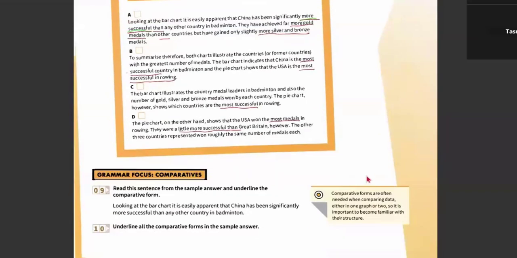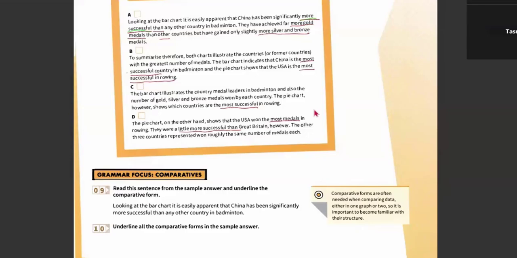Very good. Okay, now moving on to another part that is grammar focus. Here we will be looking into the comparatives, how we can compare the two diagrams and which words we should use to put more emphasis on some of the words that we use while describing the graphs and diagrams. Okay, so read the sentence from the sample answer and underline the comparative form.